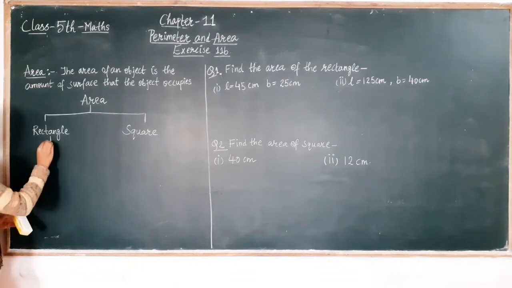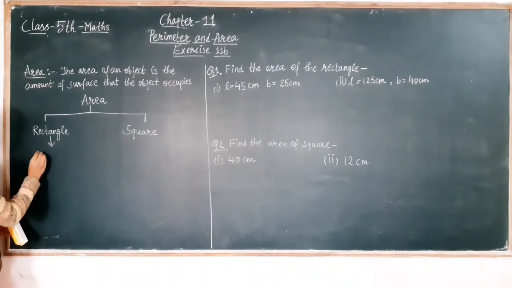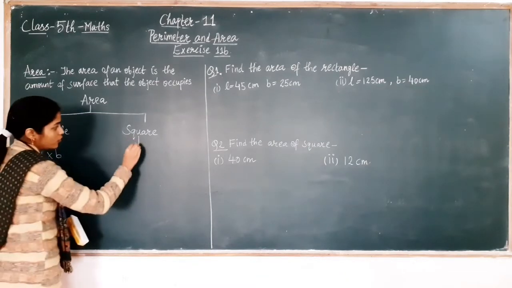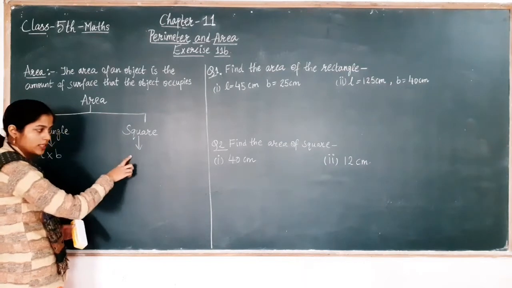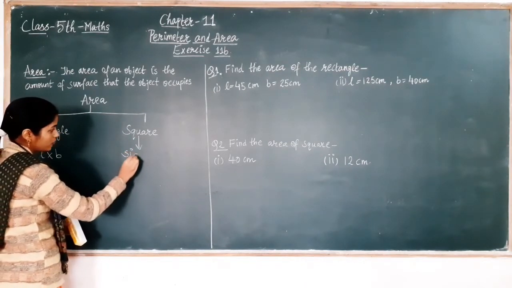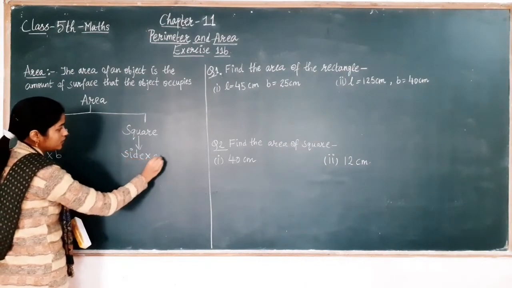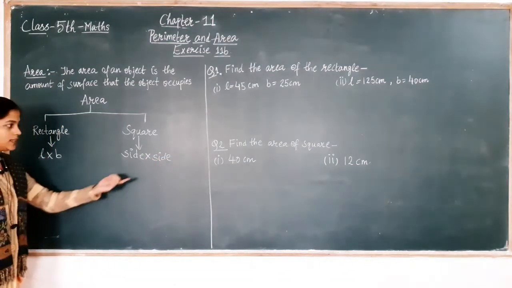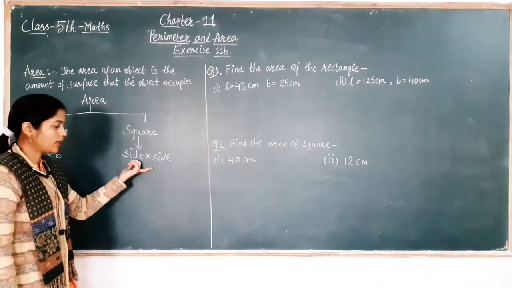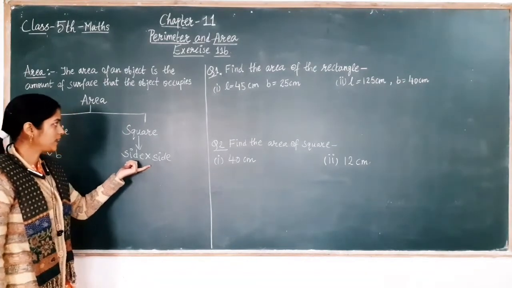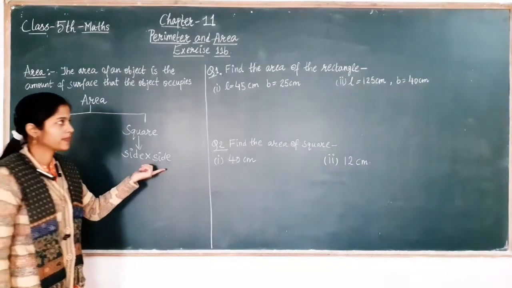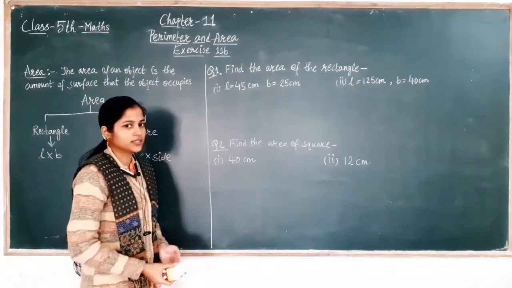What will be the area of a rectangle? Area of rectangle would be L into B, that is length into breadth. And what will be the area of a square? Area of square would be side into side. As all four sides of a square are equal, the area of square is side into side. Now let's see our first question.